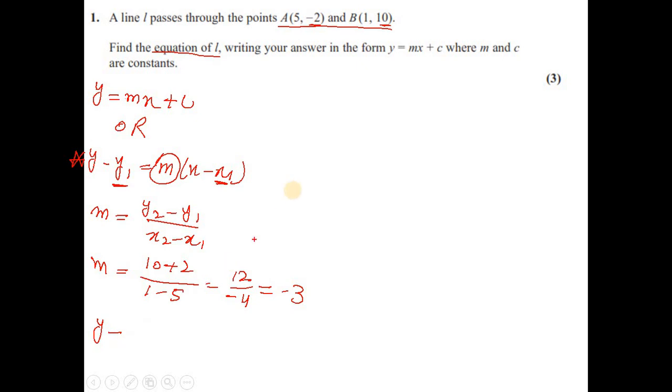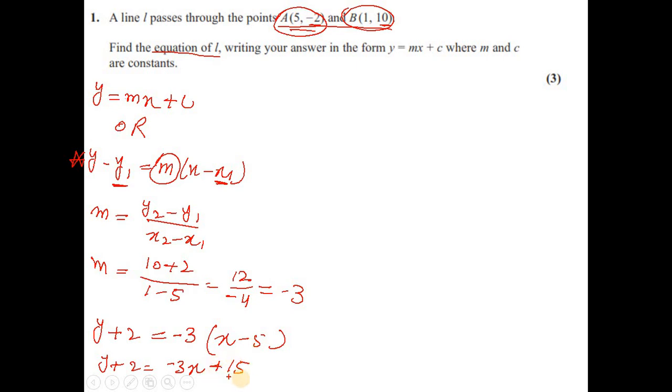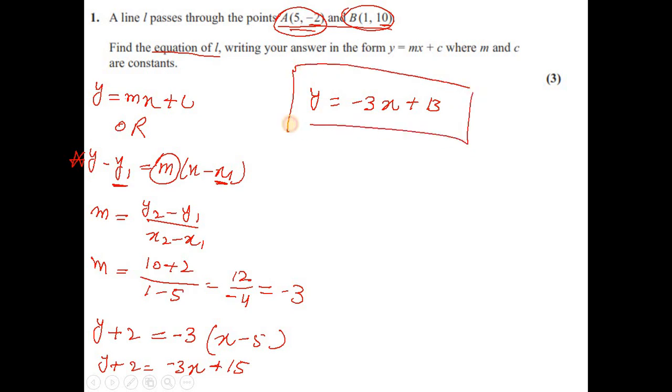You can choose any one point, either A or B, as (x1, y1). I am choosing point A. So y - y1, which is y + 2, is equal to m, which is -3, times (x - 5). Once you simplify, y + 2 = -3x + 15, and rearranging, y = -3x + 15 - 2, which is y = -3x + 13. So this is the equation of the line that they are asking.